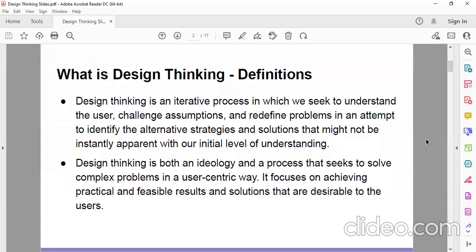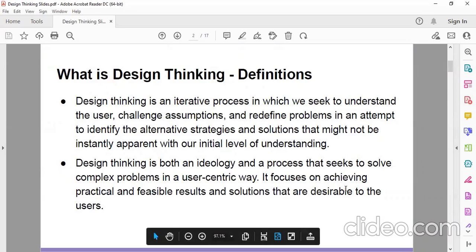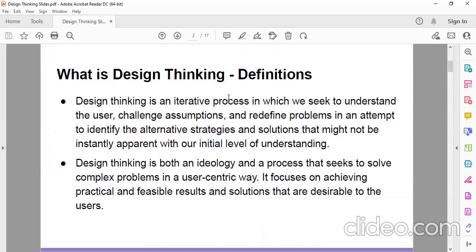There are a lot of definitions, a lot of statements regarding design thinking. I have included some definitions from famous people. The first one is: design thinking is an iterative process in which we seek to understand the user, challenge assumptions, and redefine problems in an attempt to identify alternative strategies and solutions that might not be instantly apparent with our initial level of understanding.